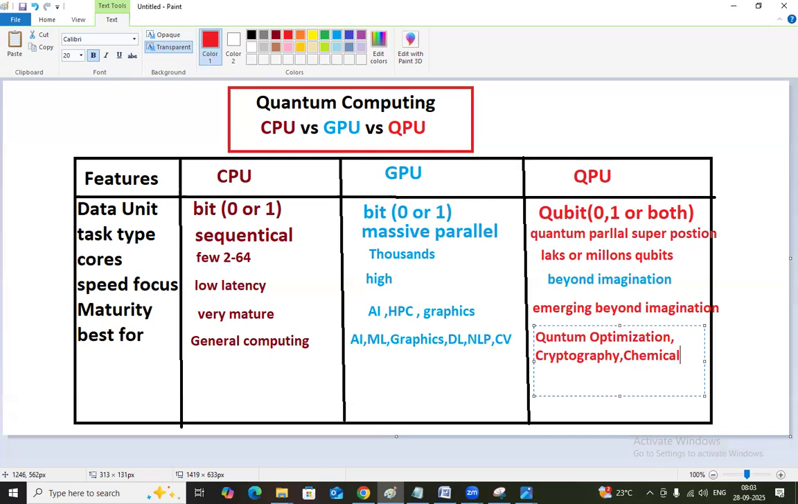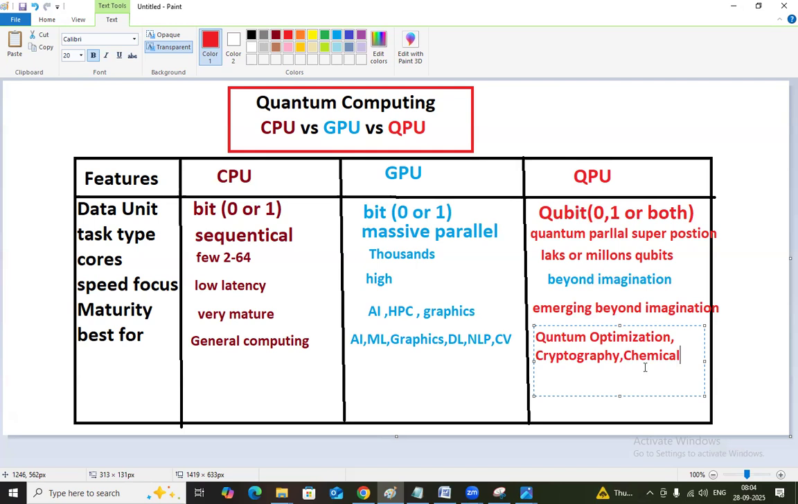Am I clear, guys? So we have different kinds of features and we are trying to deliver the differences between the CPU, GPU, and QPU. CPUs and GPUs are called classical computers and QPU is called a quantum computer. At bit level, CPUs and GPUs are working with zeros and ones, but QPUs are working with 0, 1, or both. Between 0 and 1, some positions are available. Those positions are also worked with by the QPUs.